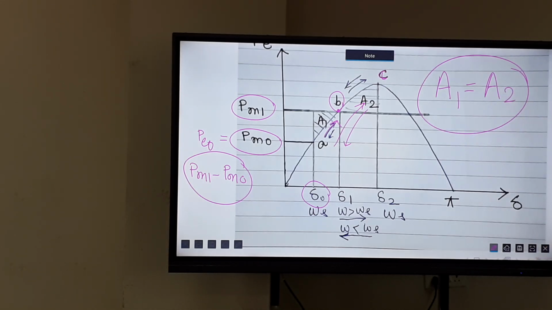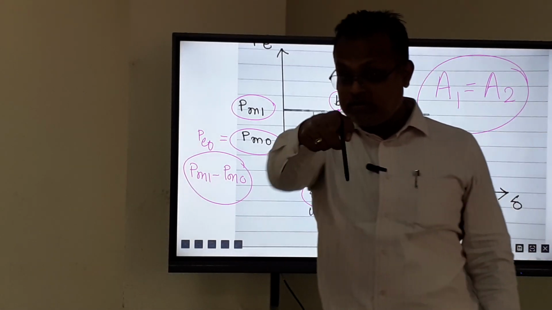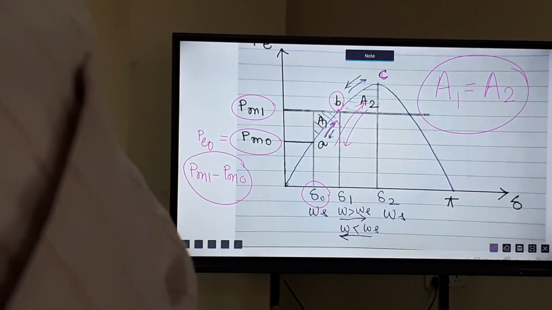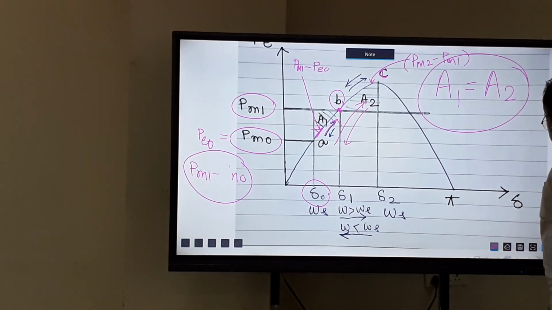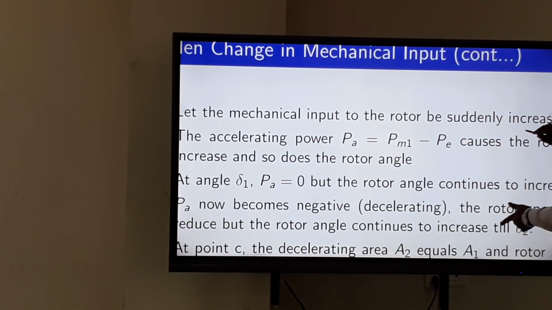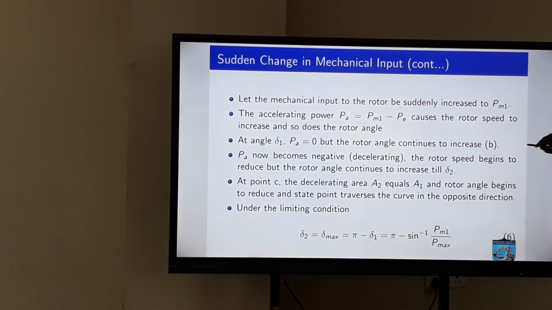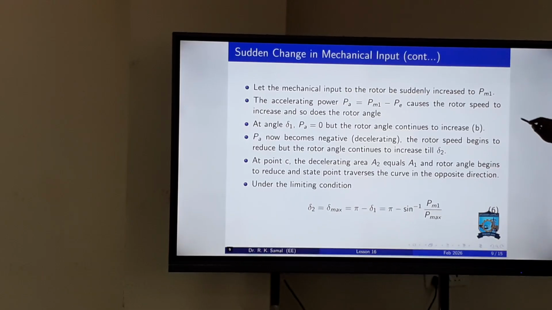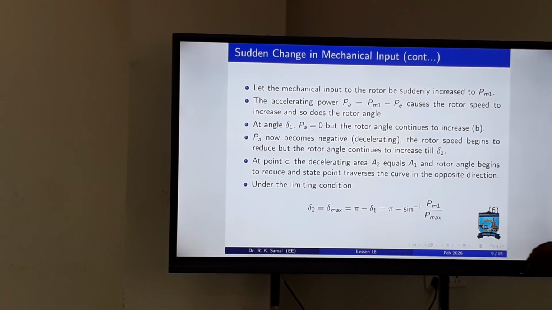Now you have to equate this. Find the equation for accelerating area and decelerating area, and equate. Do it. So, for sudden change in mechanical input, the two areas, accelerating area and decelerating area, must be equal.